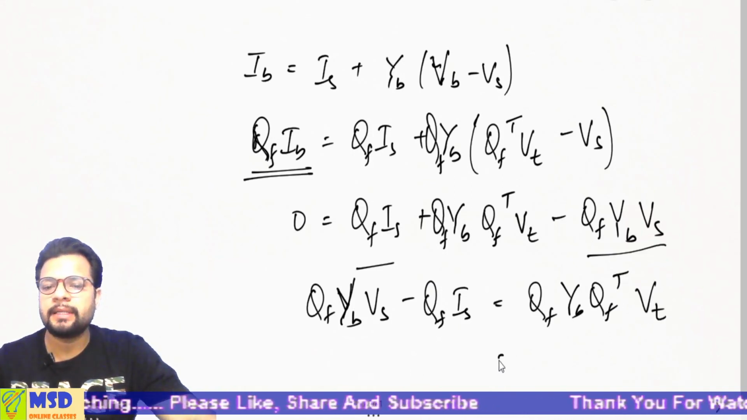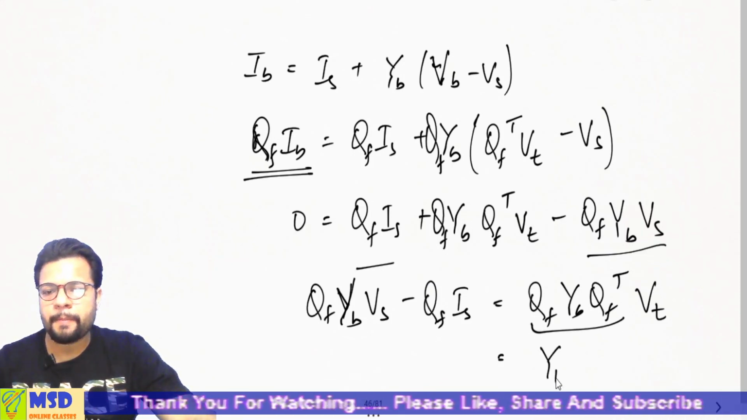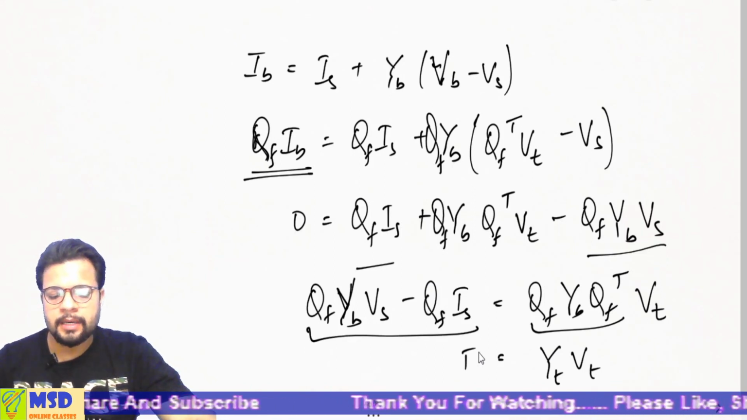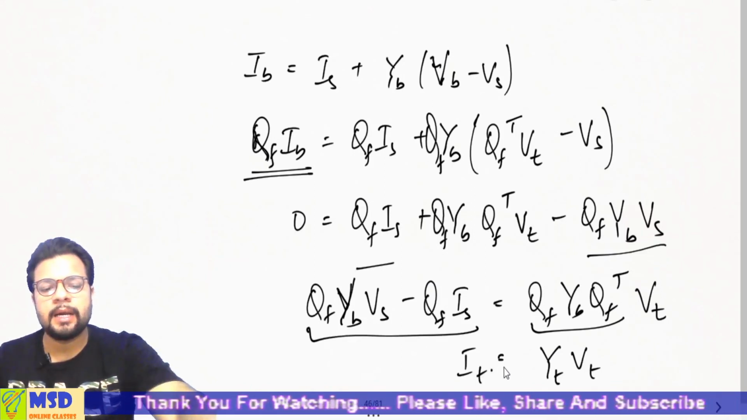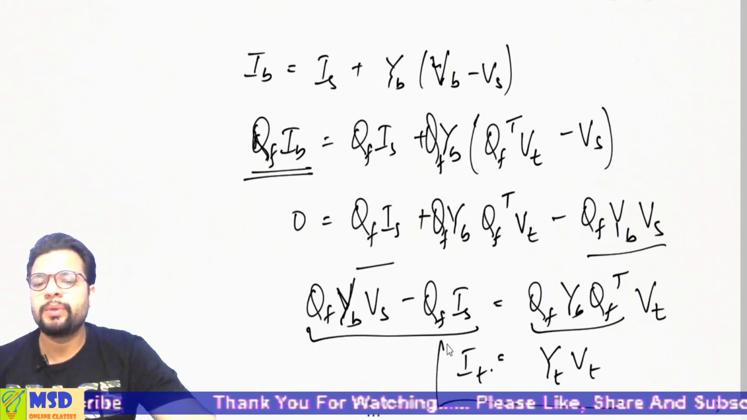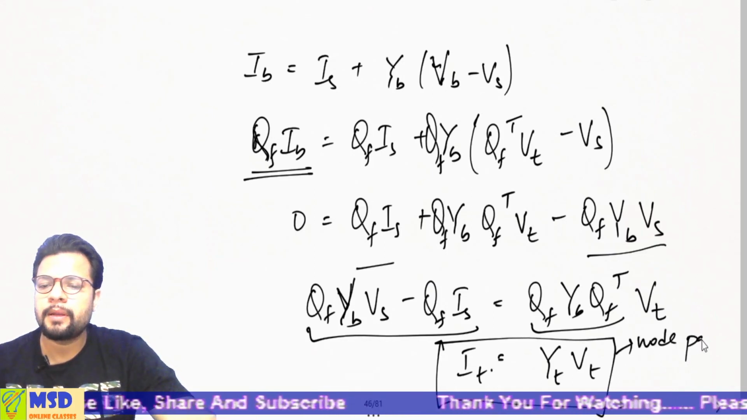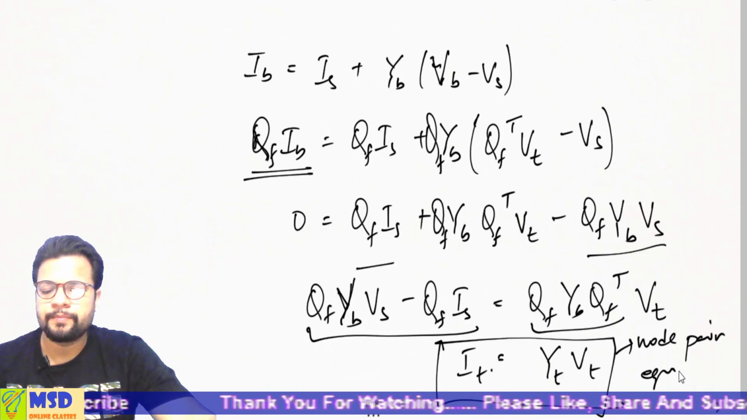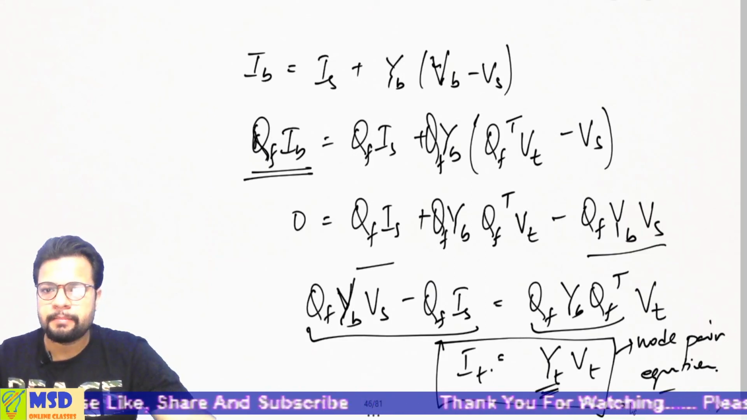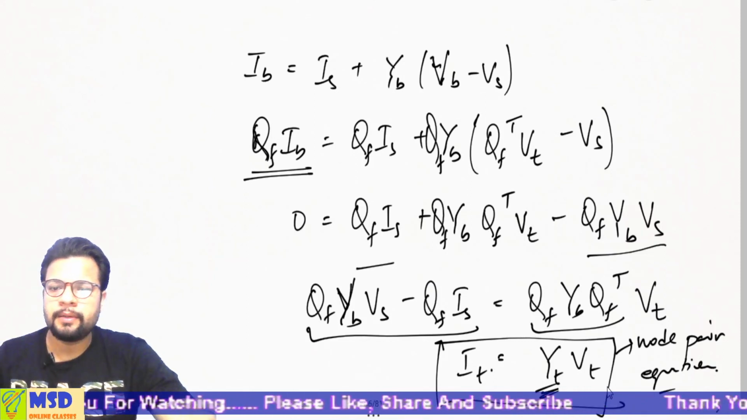So similarly, I can say this to be YT VT and this as IT. I hope it is clear to all. And this equation is known as the node pair equation. And this is your node pair admittance matrix. I hope it is clear to all.